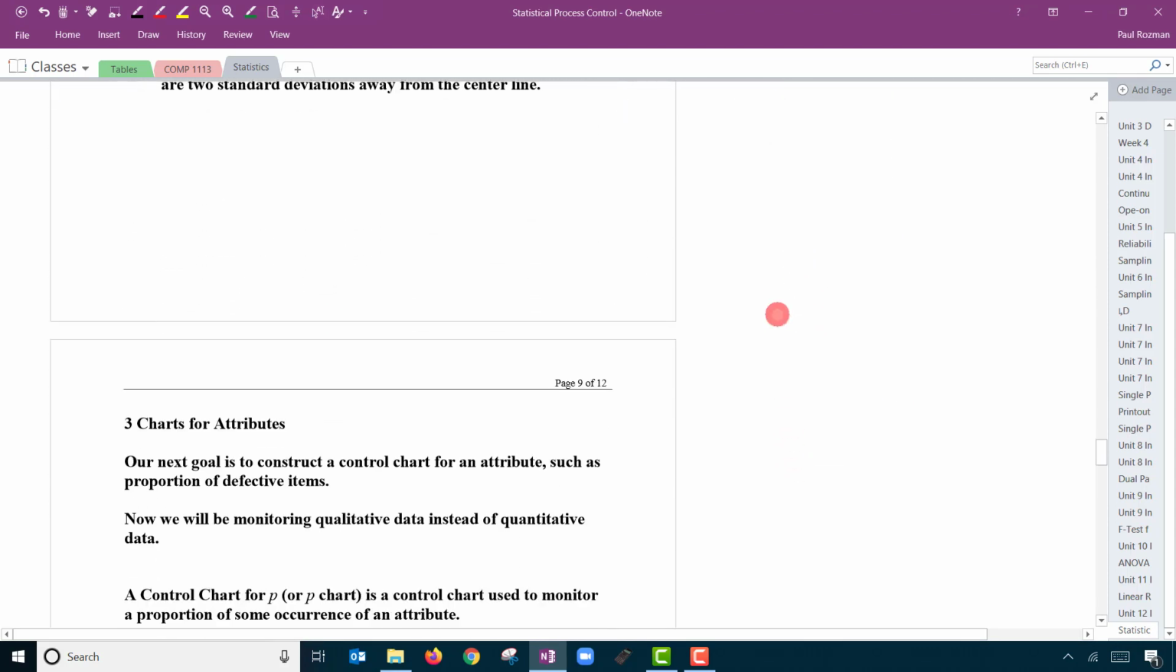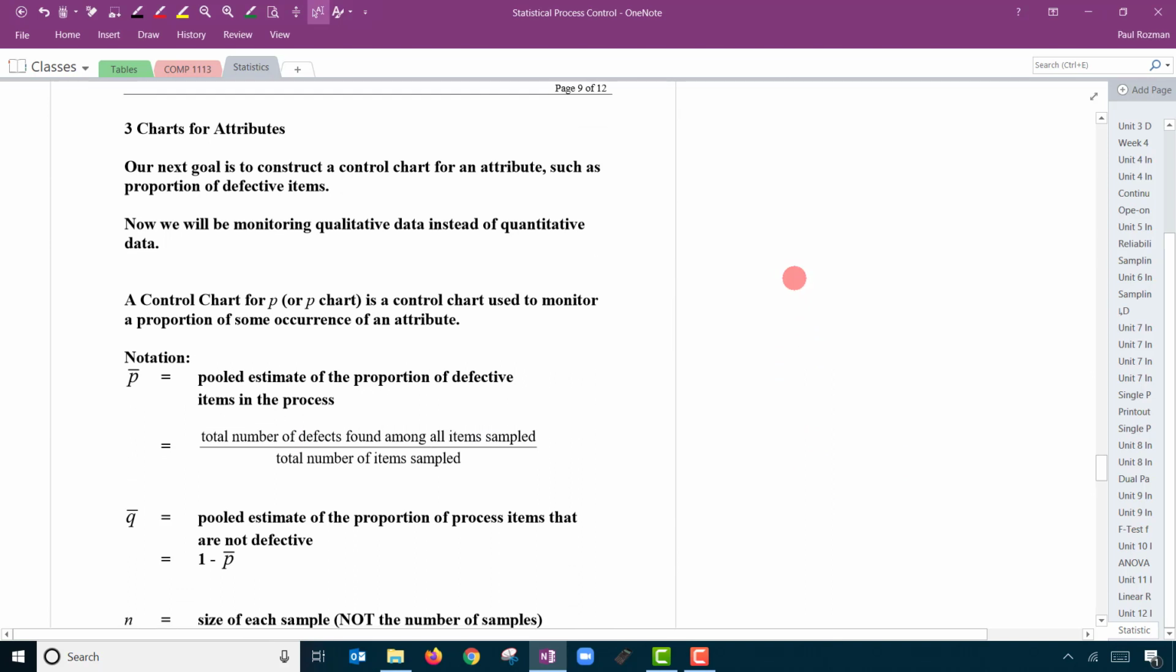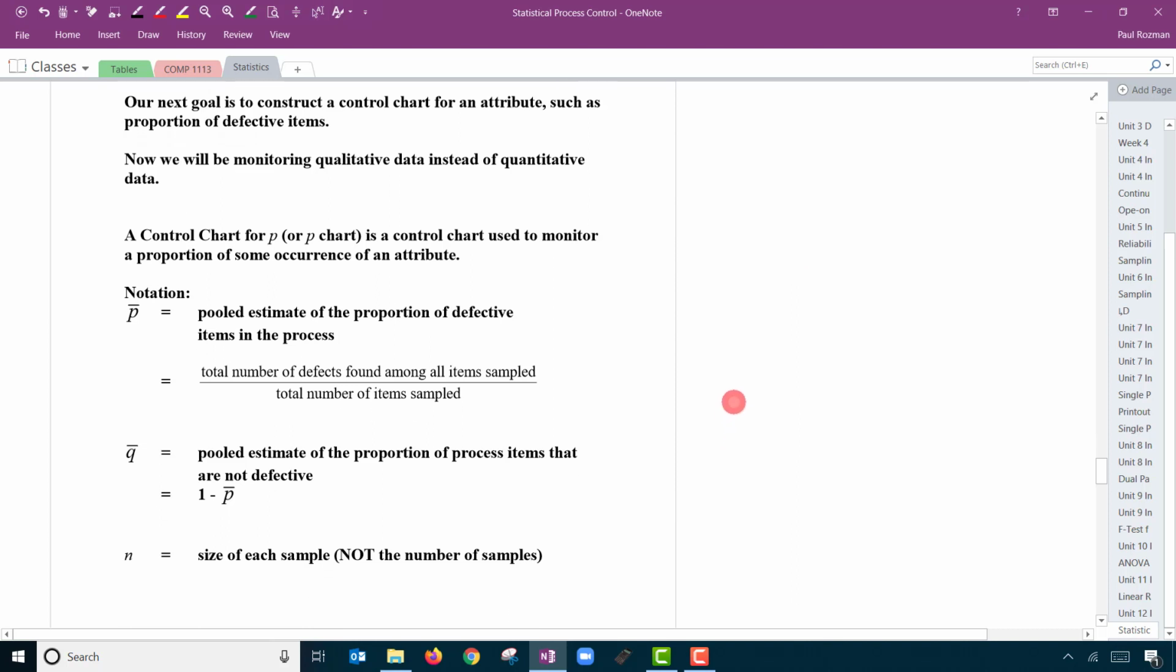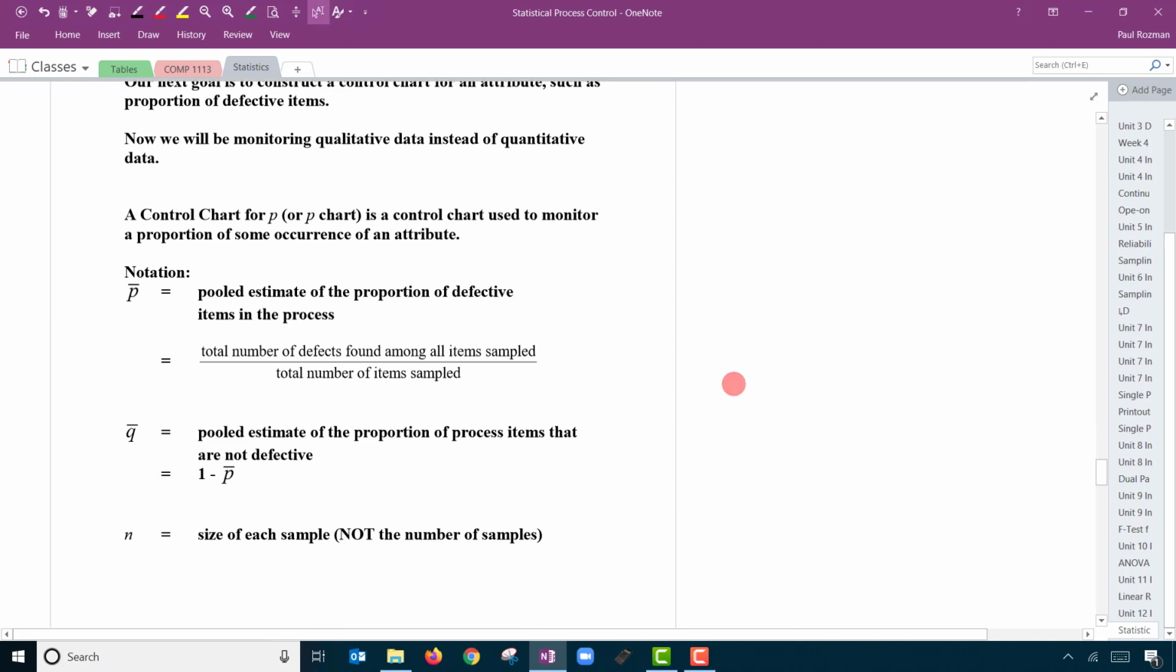You can do another chart here, one for an attribute. Rather than measuring the weight, we can evaluate quality. So this is maybe a qualitative example versus quantitative data. You're evaluating something for whether it's good enough. Is this defective or not defective? So we can monitor that percentage, a percentage over time. We'll call this a P chart.